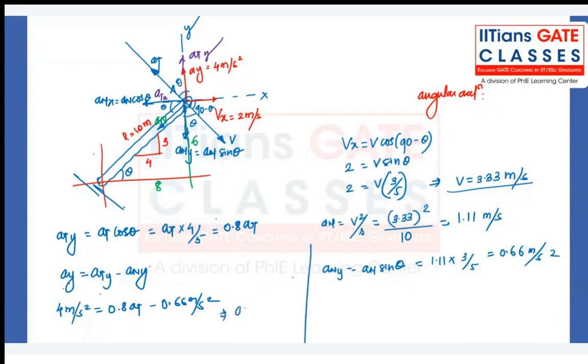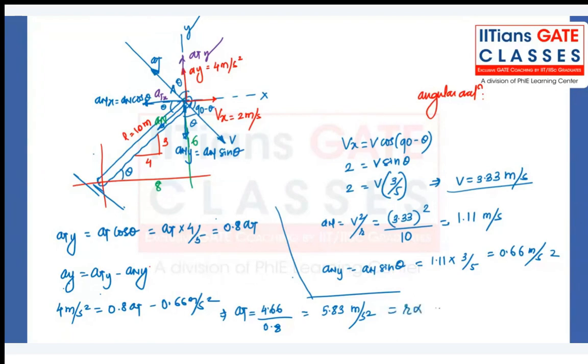This implies At will be equal to 4.66 divided by 0.8. Okay, and that is 5.83 meter per second square. So we got the At, but we know At is what? At is R times alpha. What is the value of R? R is 10, so 10 times alpha. So this implies alpha is equal to 5.83 divided by 10. That will be 0.58.